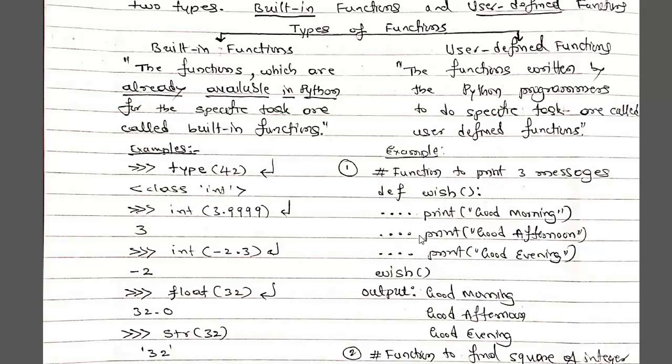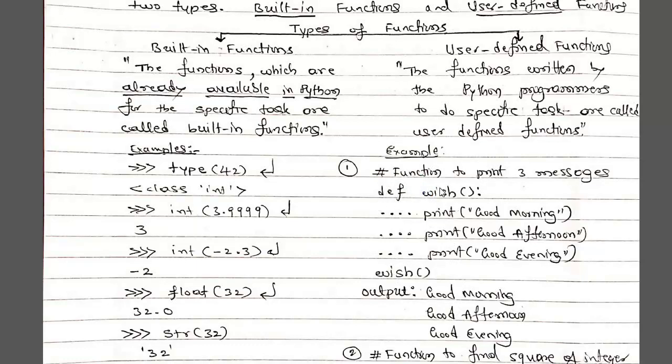Look at this function. Wish is a function. This is not available in Python. This is created by me only. Whenever I call the wish function, it says good morning, good afternoon, good evening. But this is a function written by me only. Before calling it, I have written it here. How to write our own functions? What is the rule or the syntax we follow? We use the keyword def, definition.